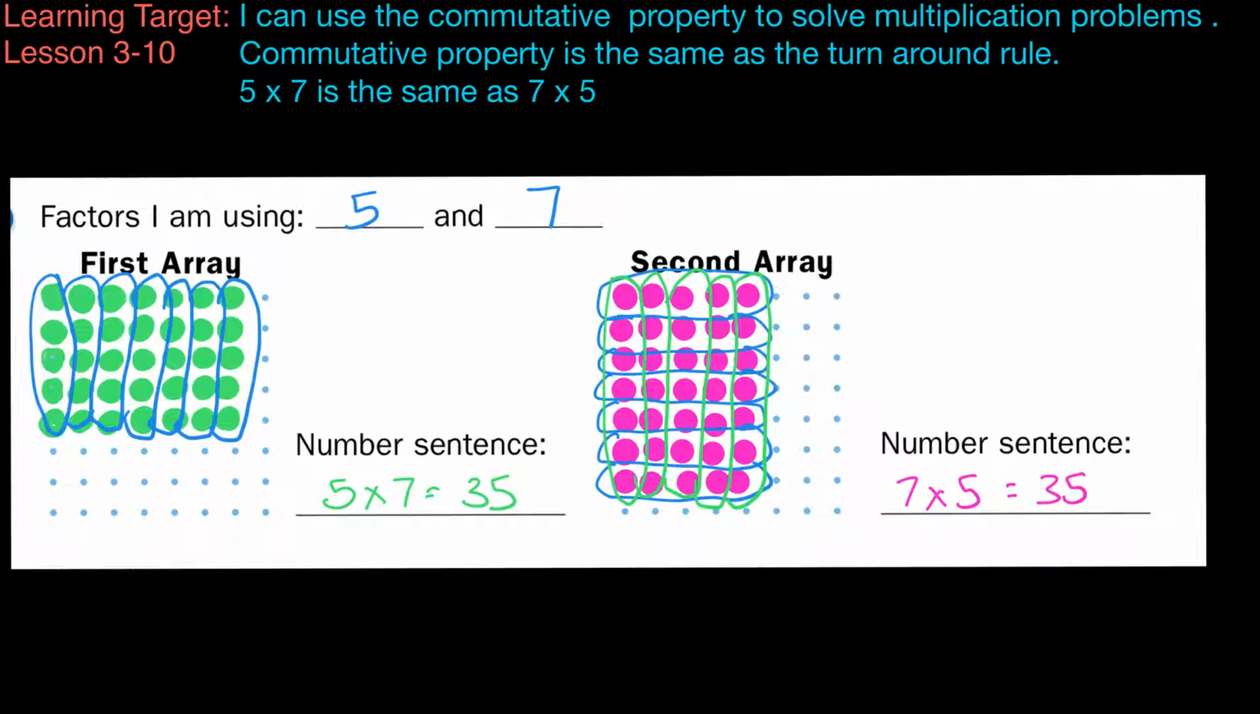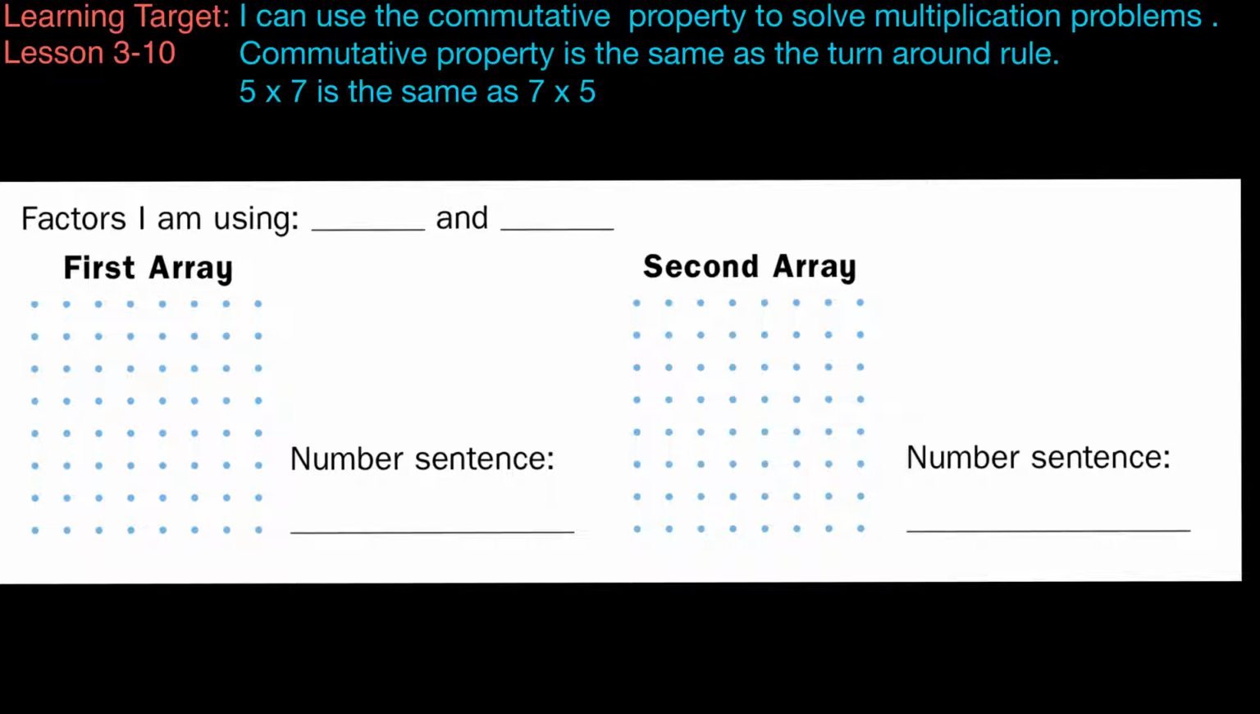Let's take a look at another example. I'm going to look now at the factors of 2 and 6. So I'm going to get started here. My first number model will be 2 times 6, and then I'm going to show 6 times 2. So let's get started with my first picture. I'm going to show 2 rows of 6. So I've got 1 row, 2 rows, and I've got to put 6 in each row. So 1, 2, 3, 4, 5, 6. 1, 2, 3, 4, 5, 6.